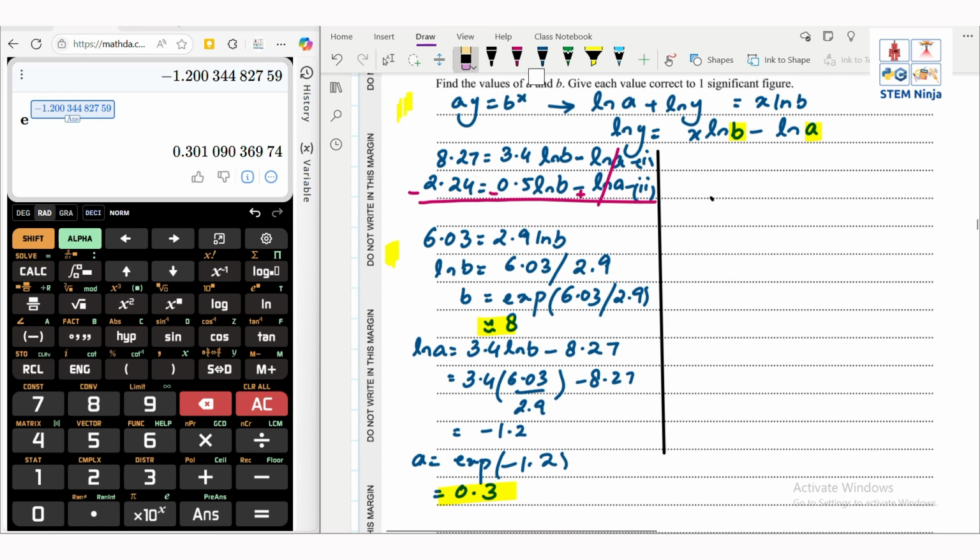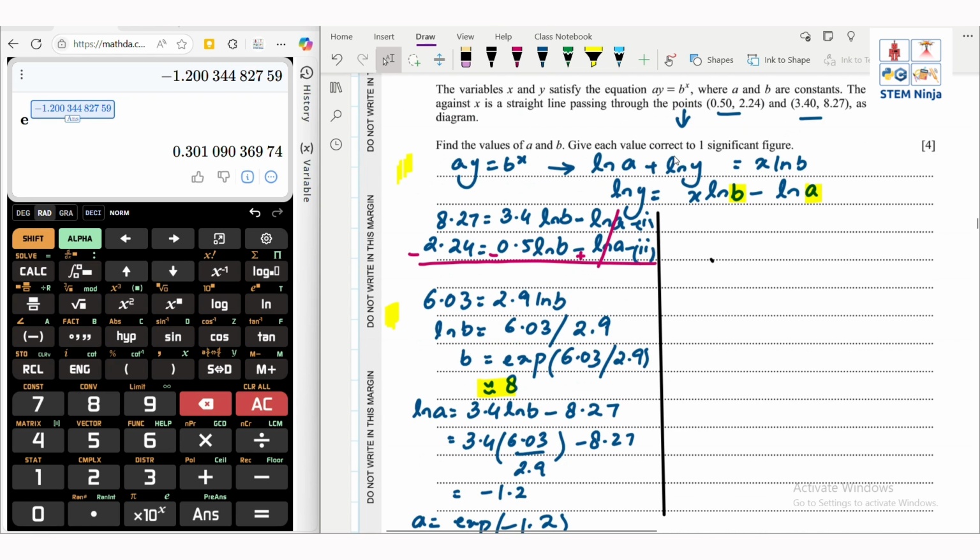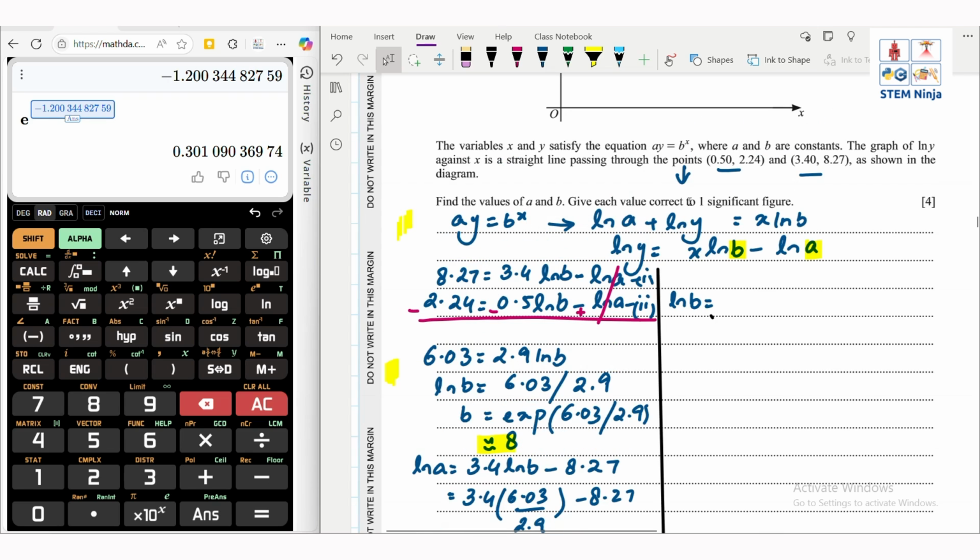Right. Now let's try another method by taking the gradient and equating with ln b. So ln b would be equal to the gradient.